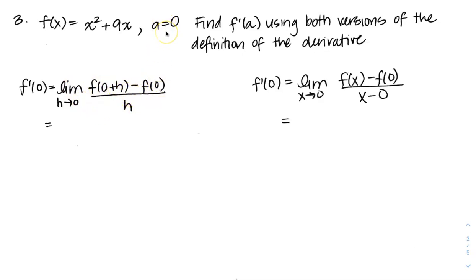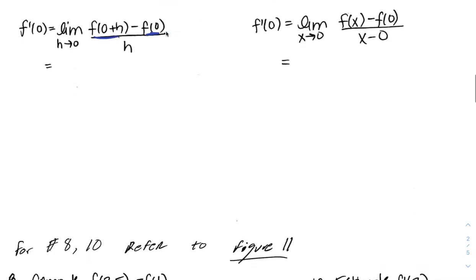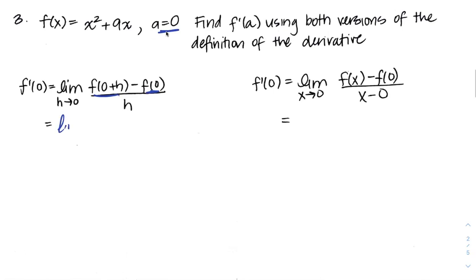Now our a is 0, so we're plugging 0 in for all these things, and all we have to do is just continue on that. So we're going to take the limit as h approaches 0 of, let's do f of 0 first. What does that mean? We're going to plug 0 into this function here, x squared plus 9x. I plug 0 in, I get 0 squared plus 9 times 0, which is just 0.